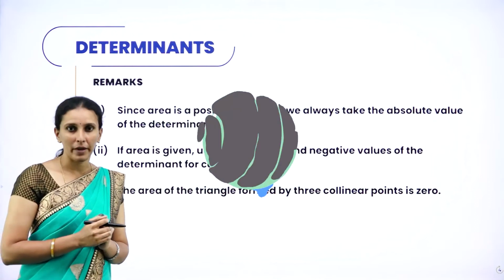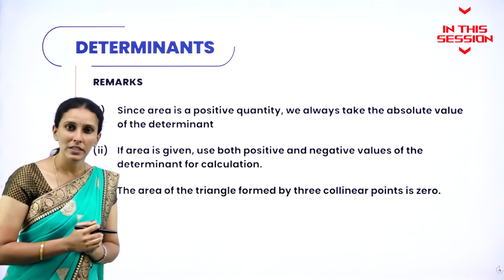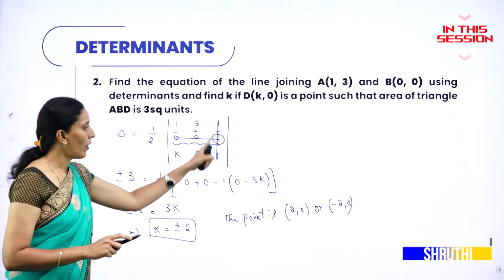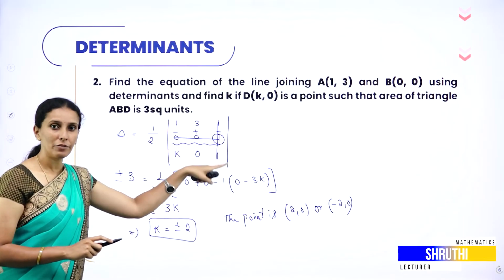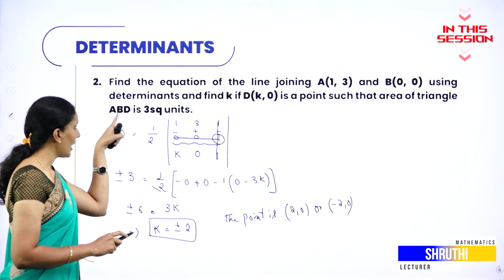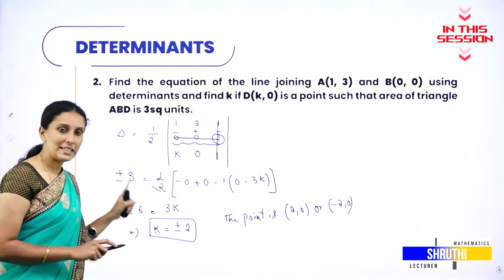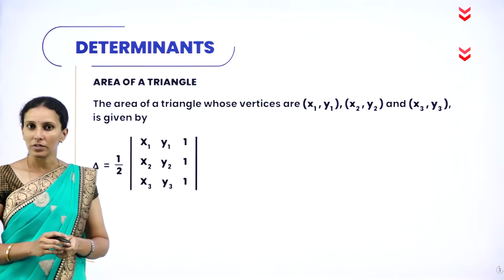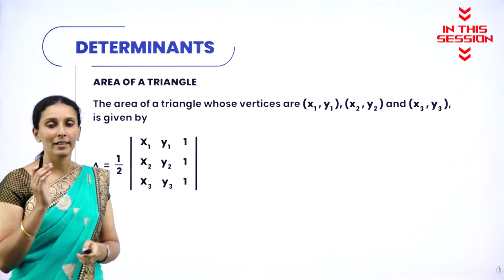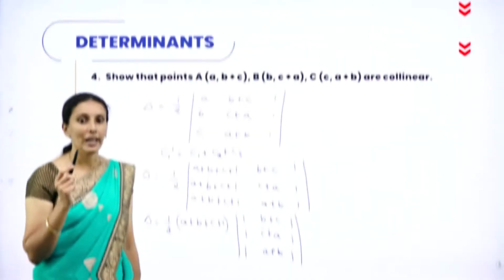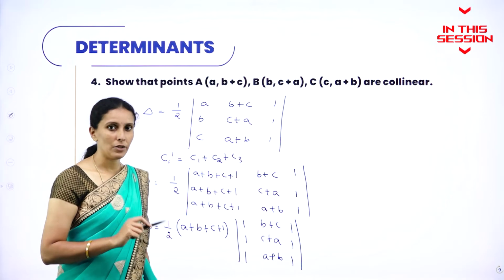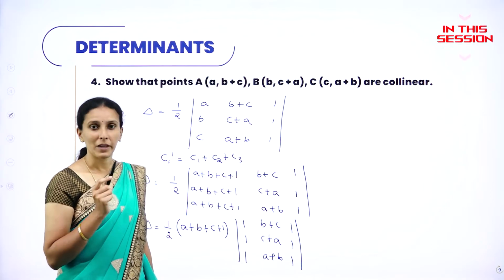Area is a measurement, so you should always consider the positive quantity of the value of the determinant. Whenever all the points are given, even if the value of the determinant is negative, area must always be considered as positive. When you get the value as negative, make it positive because you are calculating the area of a triangle. If any two columns have the same values or any two rows have the same values, the value of the determinant becomes 0.